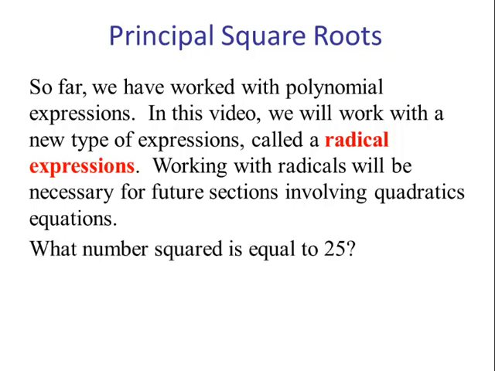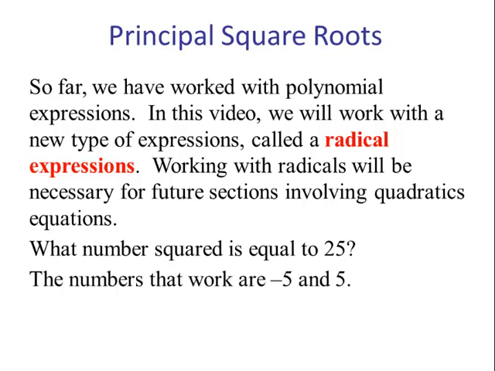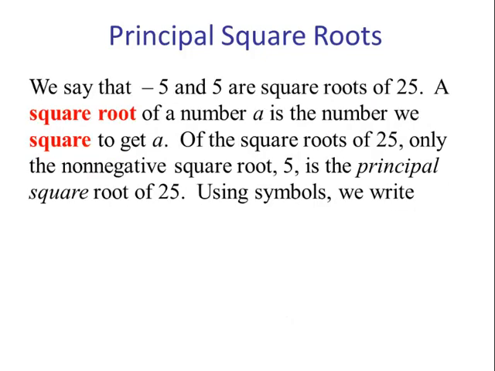What number squared is equal to 25? If you think about it, there are two. -5 and 5. -5 times -5 is 25, and 5 times 5 is 25. So we say that -5 and 5 are square roots of 25. A square root of a number a is the number we square to get a. Of the square roots of 25, only the non-negative square root 5 is the principal square root of 25.